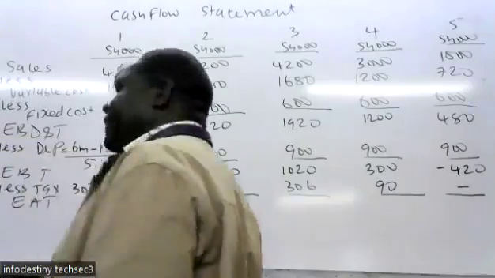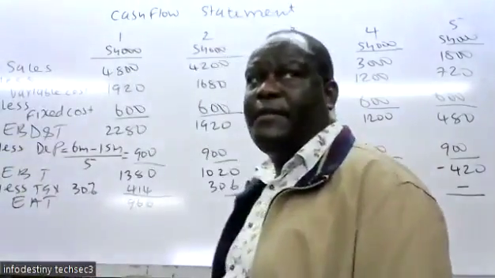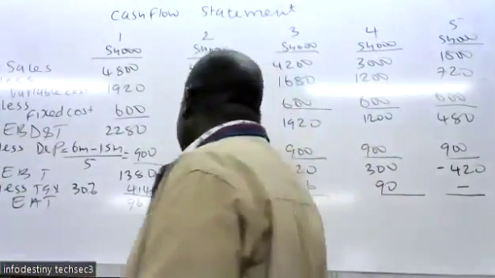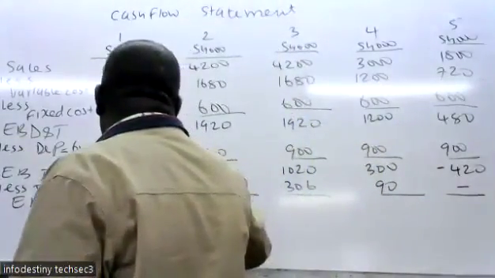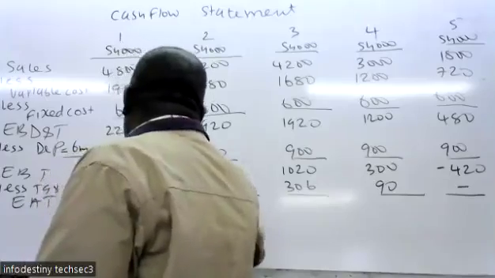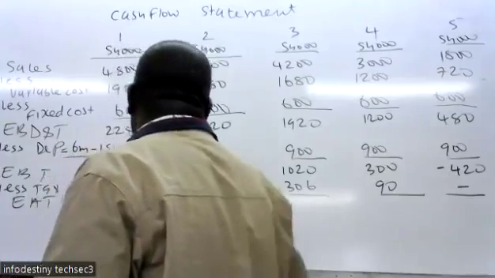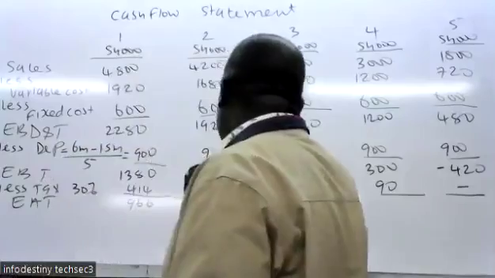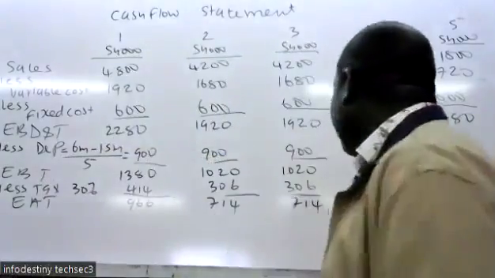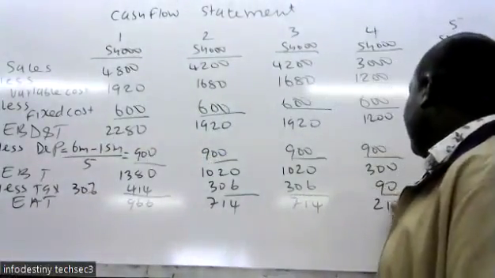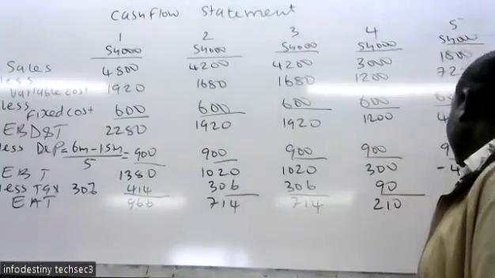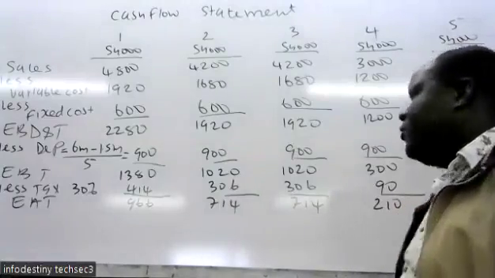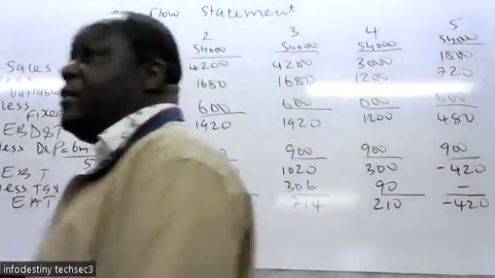Year 2. Sorry. This is 714. If you have 714. Now you can get 200 and you get about -420. So we add back the depreciation.